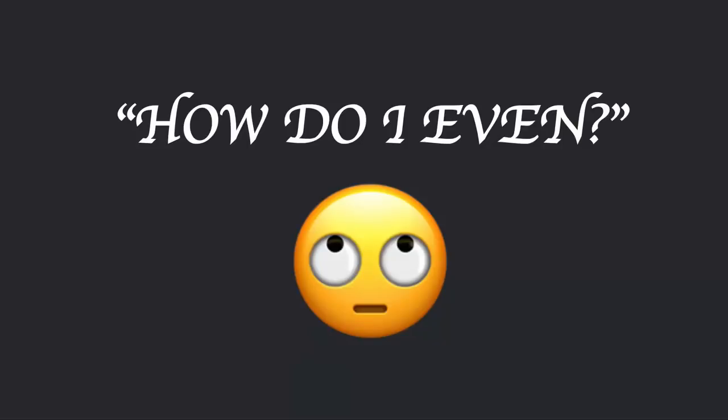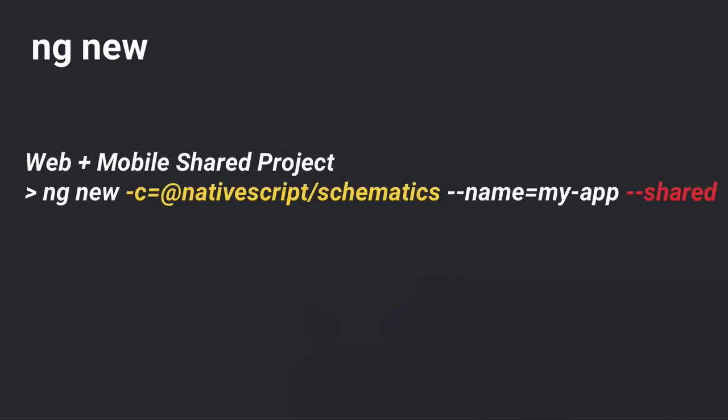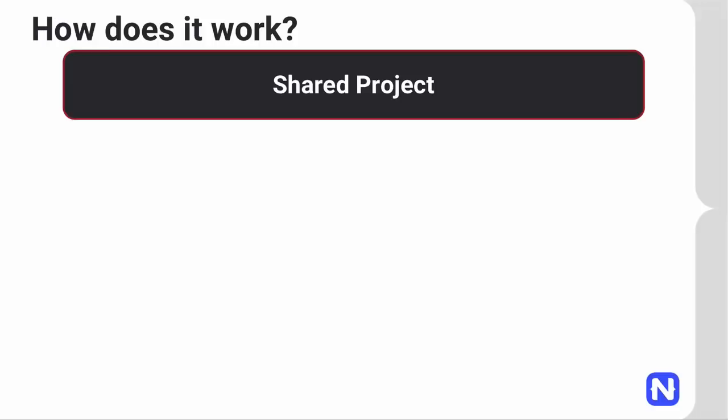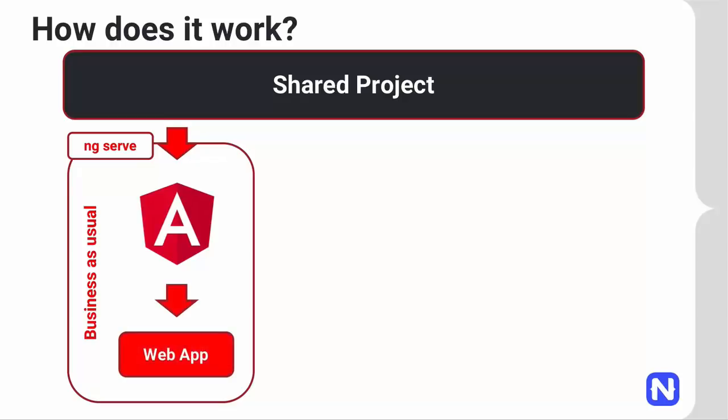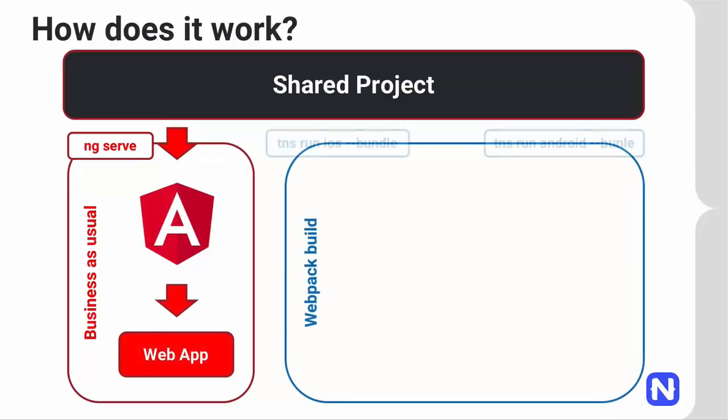So how do we do that? Well, again, we can come back to our schematic to generate a brand new shared project. And then this will give us a project in a format that we kind of expect, and which will allow us to do something like ng serve, and then this will use Angular CLI to build a web app for us. Or we could call tns run iOS --bundle or Android --bundle.